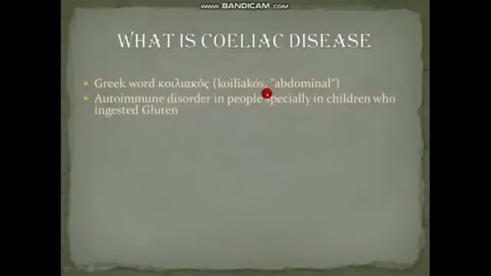First of all, what is celiac disease? Celiac disease is taken from a Greek word, koiliakós. Koiliakós means abdominal area. Now celiac disease is a long-term autoimmune disease, and it is especially present in children, those who usually eat or ingest gluten food, and it will lead to problems in the gut.